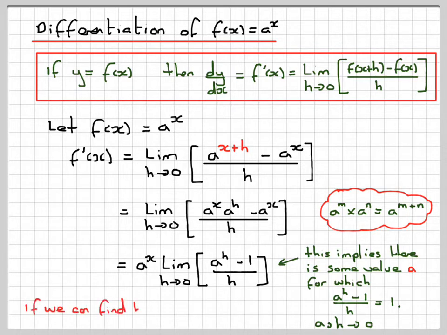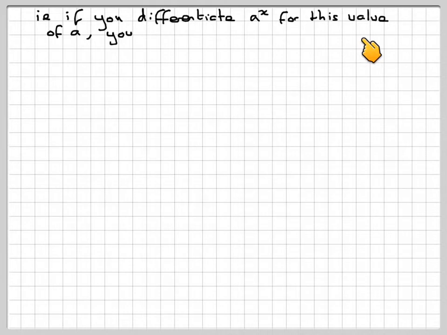And therefore, if we can find this value, then d dx of a to the x is equal to a to the x. So if you differentiate a to the x for this particular value of a, you will get the same function, which makes life really easy for us. Let's have a look at this more closely using a graph.